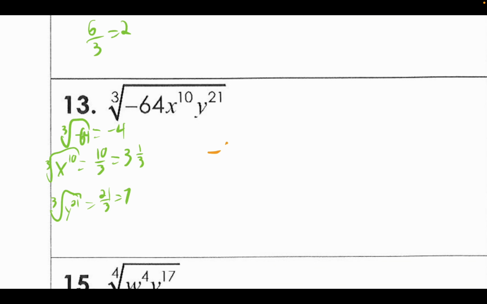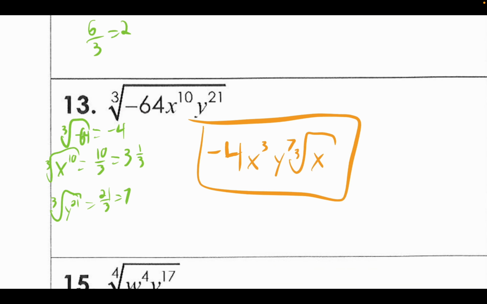So negative 4 is outside the radical. X to the power of 3 is outside the radical. And y to the power of 7 is outside the radical. Nothing from the numbers is inside the radical. X to the 1st is inside the radical. And nothing from the y's is inside the radical. So this is our answer. Once again, just doing a step-by-step approach.